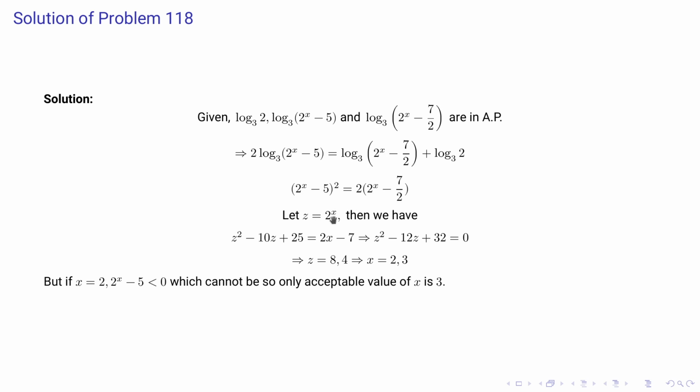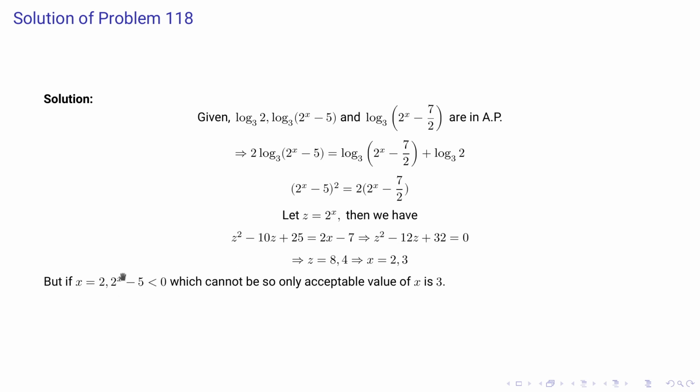Now we let z is equal to 2 to the power x. So this will become (z minus 5) whole square, that is z square minus 10z plus 25, and if you multiply with 2 it will become 2z, and then this will be minus 7. So it is z square minus 12z plus 32 is equal to 0. Now this is equal to (z minus 4) into (z minus 8). So z would be 8 and 4. Now we have z is equal to 2 power x, so x would be 2 and 3. When it is 4, then it would be 2. And in case z is 8, then x would be 3.